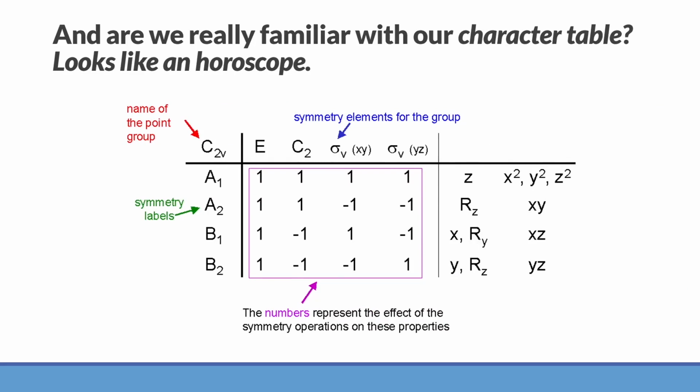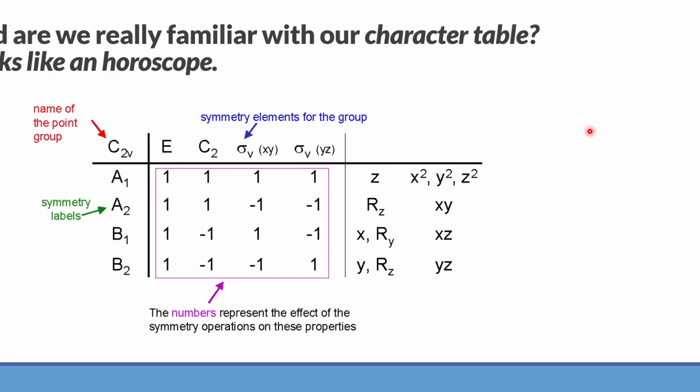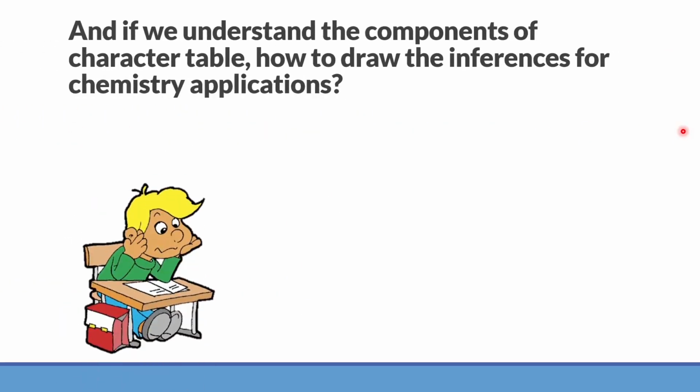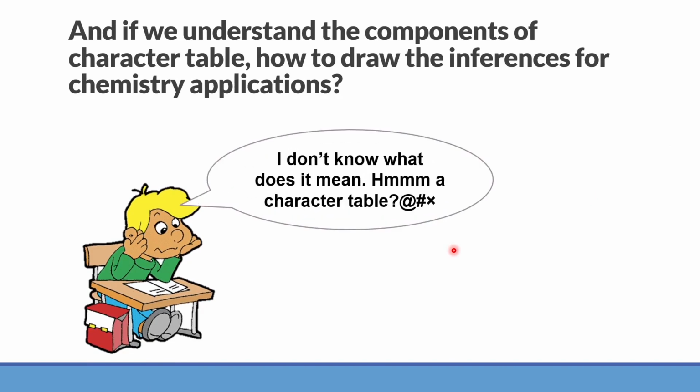At some point of time, you see the point group of the molecule, then the symmetry elements, then the symmetry labels talking about irreducible representations, then there are characters, then numbers, then there are some basis functions, etc. So what is it and how is that important? And if we understand the components of a character table, how do we draw inferences for chemistry applications? I don't know. What does it mean? A character table, what the hell is it? Well, yes, this is how the mind gets occupied when you look at a character table.